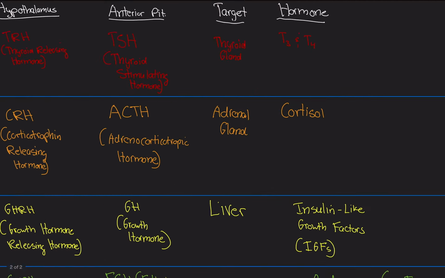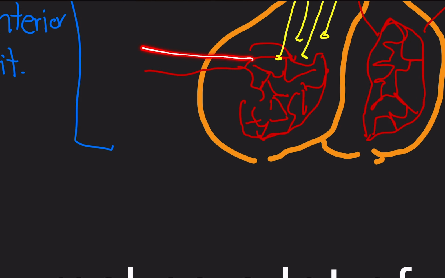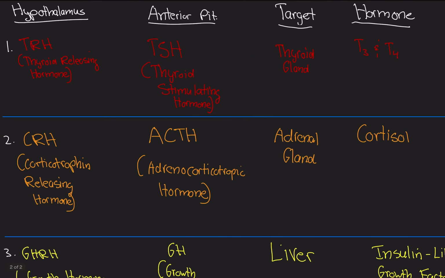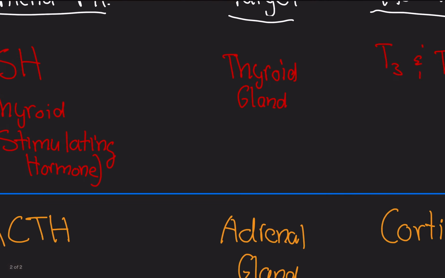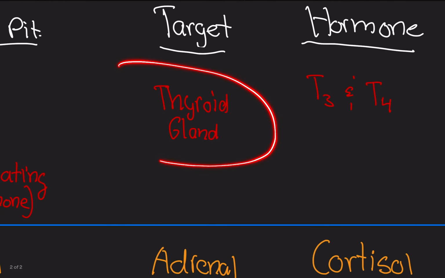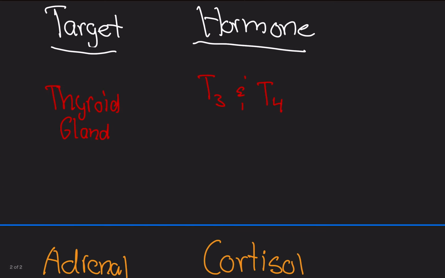Now the thyroid stimulating hormone is going to basically leave the anterior pituitary and go to the thyroid gland. That's our target. When it reaches the thyroid gland, it is going to make hormones T3 and T4, also known as thyroid hormone 3 and thyroid hormone 4. That's all you need to remember, just T3 and T4. And that's the first one.